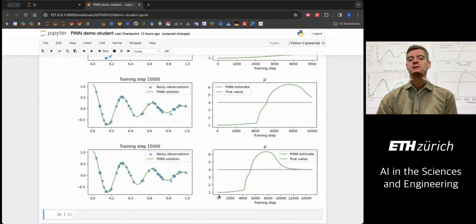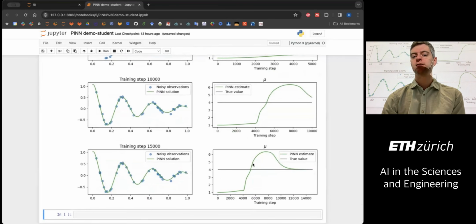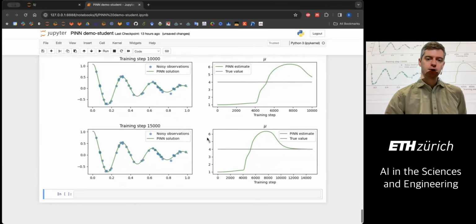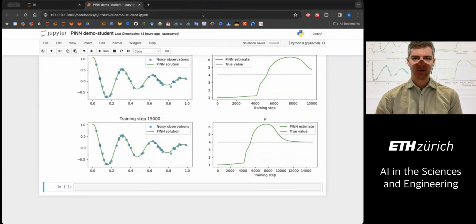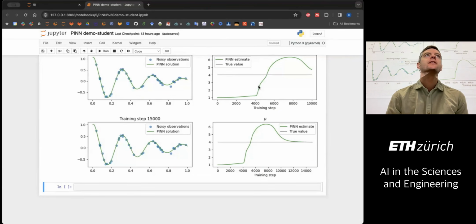And you can see that we started with a guess of mu equals 1 here, and the optimizer initially overshot and thought it was much higher, and then converged nicely onto the solution. Okay. Any questions on this before I move back to the slides?